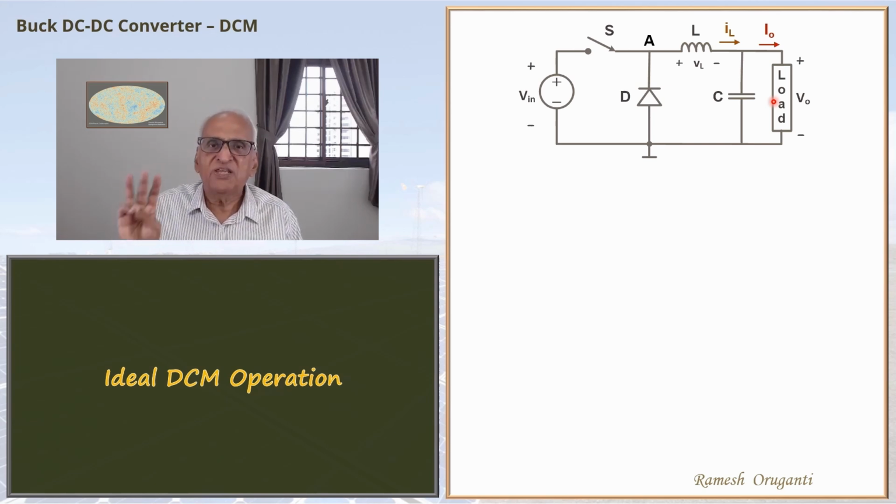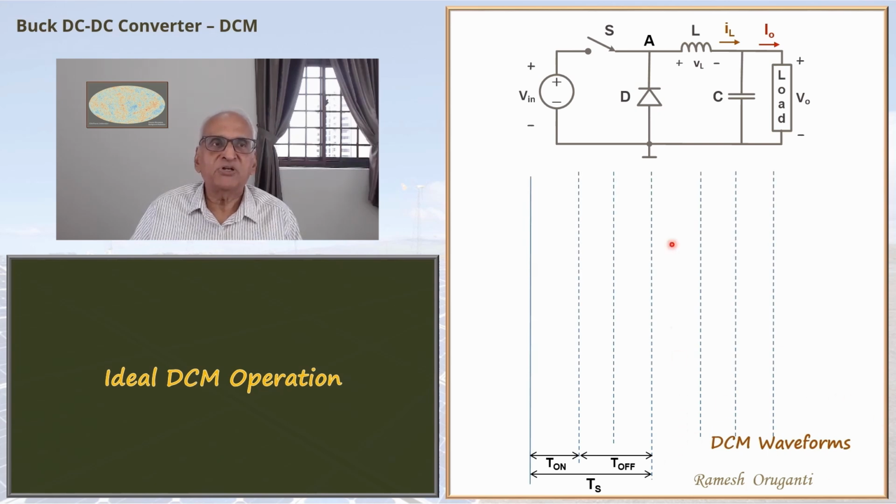We will plot three waveforms. One is VA, the voltage at node A with respect to this common point. Second is the inductor voltage. Third is the inductor current. We will understand the operation through the three waveforms.